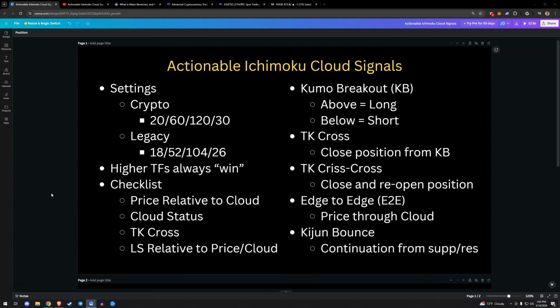quantify TK separation. Because the 20 and the 60 measure the Tenkan and the Kijun, they are both always measuring the 20 period and the 60 period mean. So if the 20 period mean exceeds the 60 period mean quickly, you will start to develop overbought or oversold signals. And let's take a look at when to look for that.